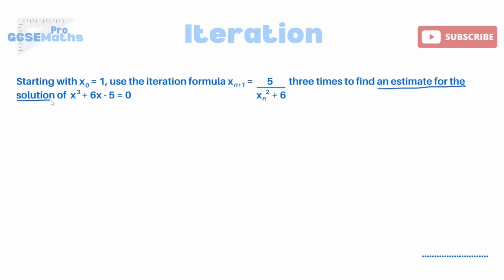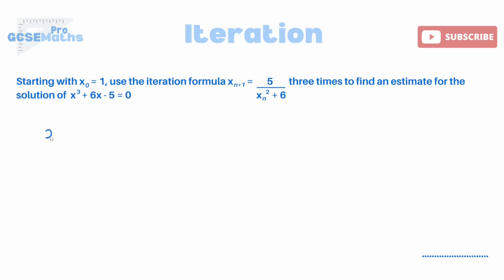Now, the other thing that's different about this one is they've said find an estimate for the solution, and there's only one answer line. So for this one, they want you to do it 3 times, yes, so that's x1, x2, x3, but they only want one final answer. So I'll show you which one you're going to pick.